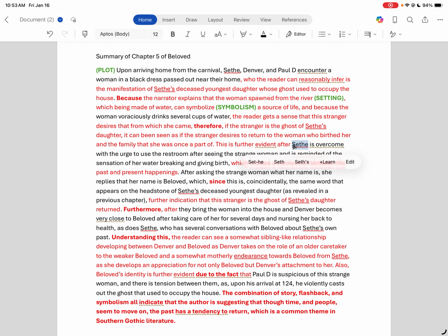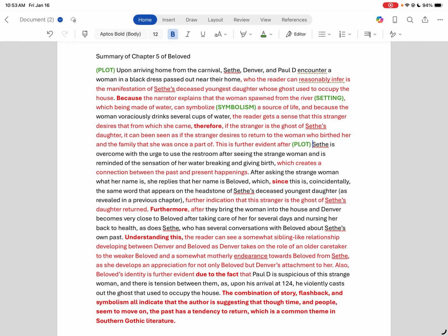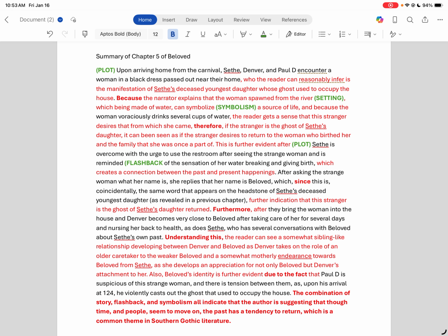Then I move on to Setha having to use the restroom, okay? Setha having to use the restroom is a plot point. And when she's reminded of the sensation of her water breaking and giving birth, well, this is a flashback. And we talked about what the flashback does. It creates a connection between the past and present happenings. Okay?